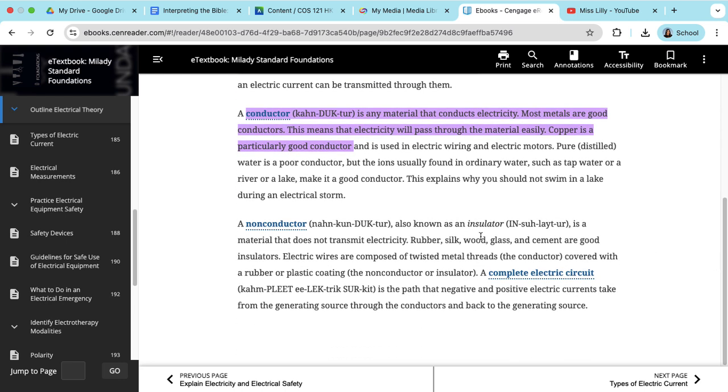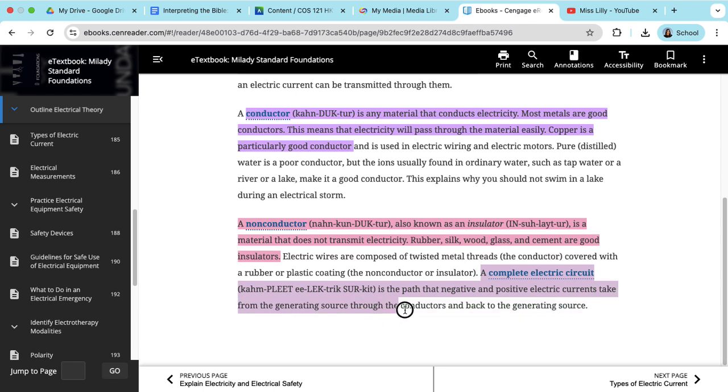A non-conductor is also known as an insulator, a material that does not transmit electricity. Rubber, silk, wood, glass, and cement are good insulators. A complete electric circuit is the path that a positive electric current takes from the generating source through the conductor and back to the generating source.